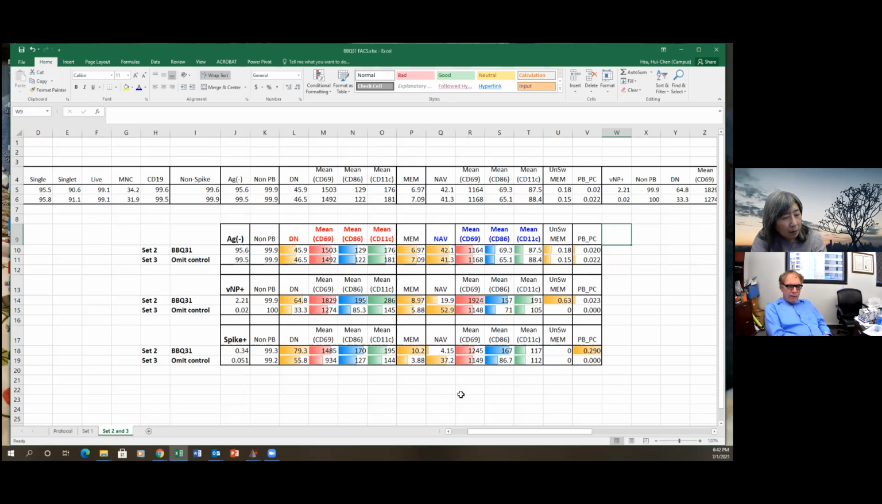I don't know if they have higher CD86. They probably do, though. We'll see. But I think the function of those memory cells may be to make the antibody, more than to stimulate T cells. One thing I was noticing, and now it makes sense to me, is that the naive in the spike was so low.